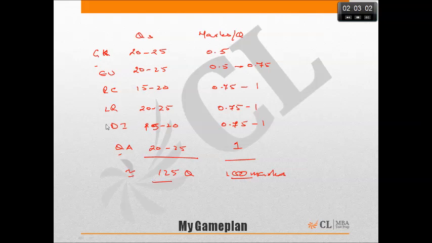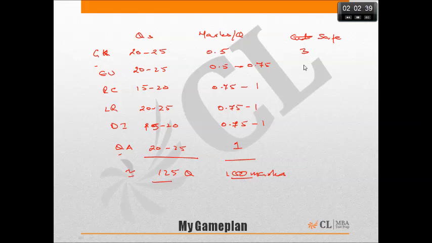Now if it's a 6-section paper, what is the kind of cutoff that you normally have? In GK, the sectional cutoff typically is not more than 1.5, the highest, or 1.5 to 2 marks. The highest which it has gone is about 2.5 marks. So instead of cutoff, let's look at the safe score. You should ensure you get at least 3 marks in GK. 6 net correct answers is what I am looking at.